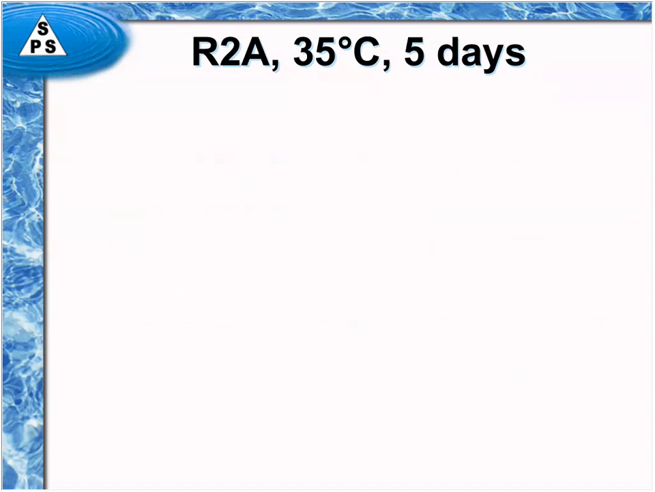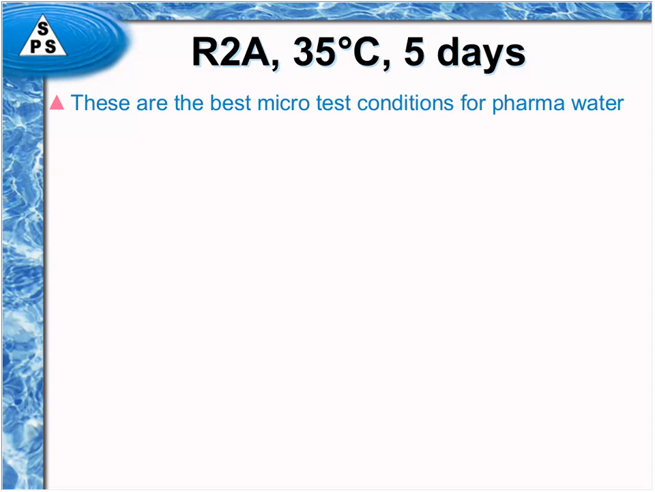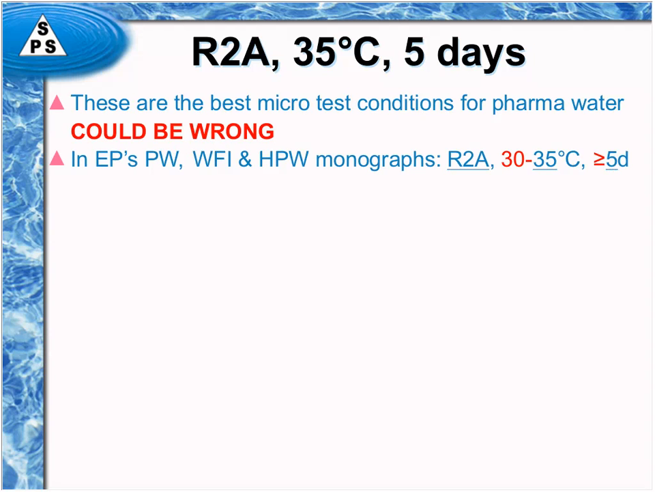Okay, here's one of my favorites. R2A, 35 degrees, 5 days. Those of you involved in water testing know exactly what that is. Those are the testing conditions that are often used when trying to comply with EP waters, be it purified water or whatever. And therefore, there is this perception that it is the best set of micro-test conditions that you could use for your pharmaceutical water. Well, guess what? That could be wrong. I'm not saying it is wrong. I'm saying it could be wrong.